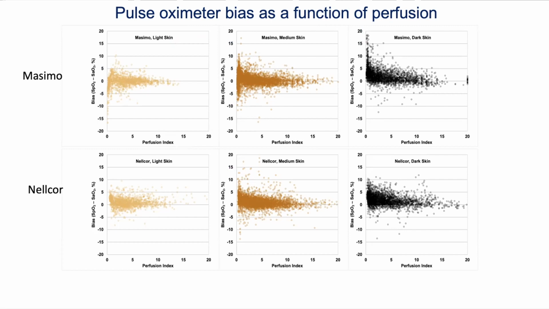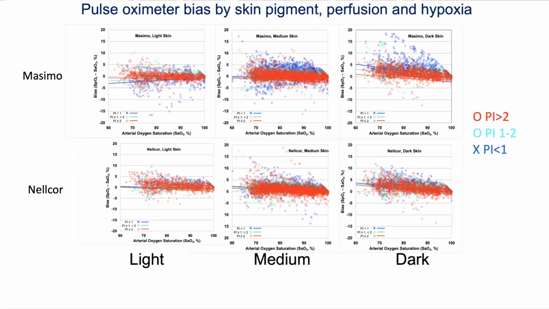versus the subject's perfusion index. Just for a moment, look at the upper right panel versus the upper left panel. There's a very different distribution of bias as a function of perfusion index, with more darkly pigmented subjects having greater errors at low perfusion. The next graph is definitely hard to follow.